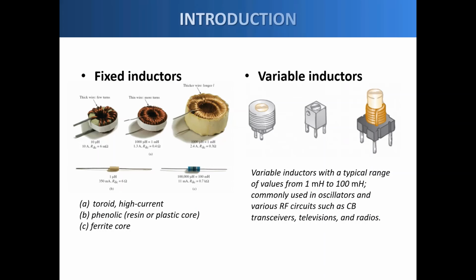These are actual pictures of inductors. So here we have what we call toroids, where it is capable of handling higher current. We also have this that looks like a resistor. Now these inductors are fixed inductors, meaning the inductance cannot be varied, while here these are inductors that we can vary the inductance.